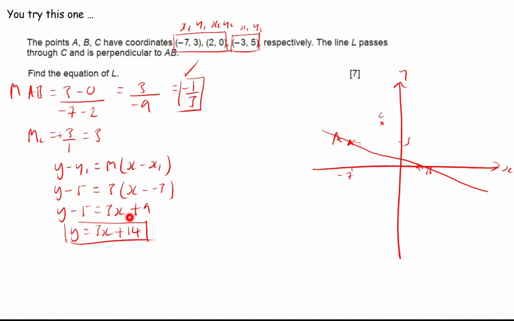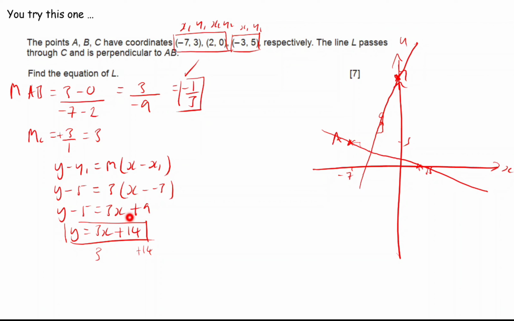Now if I was to plot this line L, this is our gradient, so our gradient is 3 and our intercept is 14. And that would be somewhere, if I was to extend this line up, somewhere up here. And if I was to join through C to there, we see that we've got a steep gradient. So for every 1 across, you go 3 up. So it seems about right.